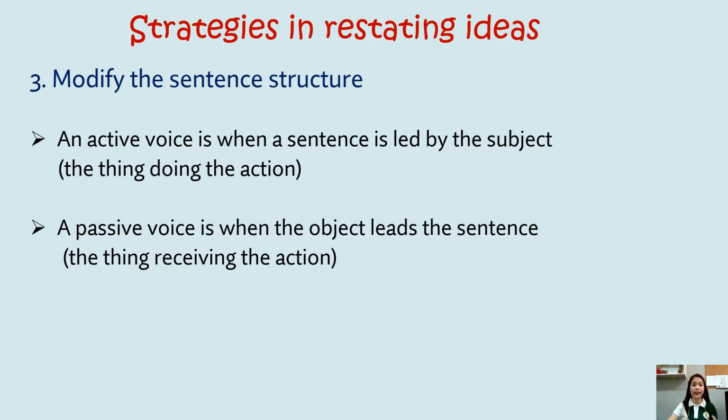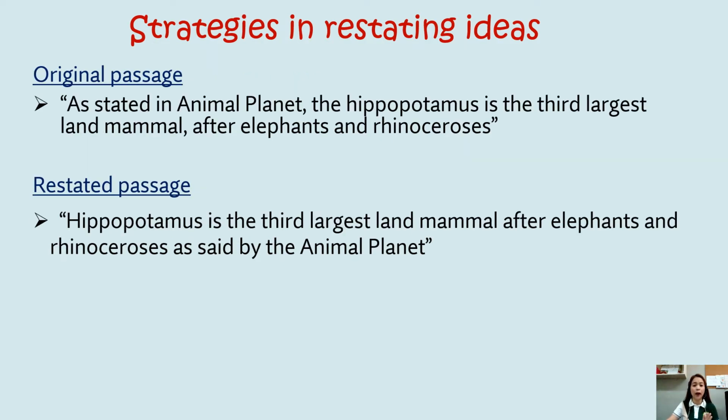Number three is modify the sentence structure. For instance, if the sentence was originally in the active voice, change it to passive voice. An active voice is when a sentence is led by the subject or the thing doing the action. A passive voice is when the object leads the sentence, or the thing receiving the action. So look at this example. Observe how the arrangement of the original passage turns in the restated passage. In the original passage: as stated in Animal Planet, the hippopotamus is the third largest land mammal after elephants and rhinoceroses. Restated passage: hippopotamus is the third largest land mammal after elephants and rhinoceroses as said by the Animal Planet. Okay?